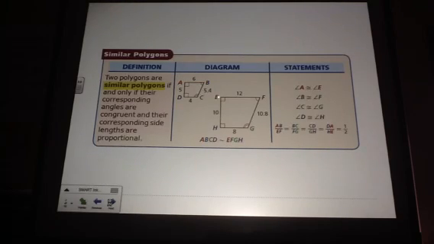Then if you look at segment AB, corresponds with EF. AB is 6, EF is 12, therefore you get 1/2. Segment BC corresponds with FG. BC is 5.4, FG is 10.8, you get 1/2. Same with CD and GH. CD is 4, GH is 8. 1/2 again. And then the last one, DA and HE, which is 5/10, which is 1/2. So your corresponding side lengths need to be proportional.